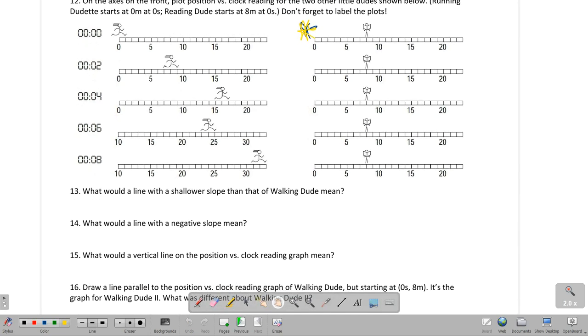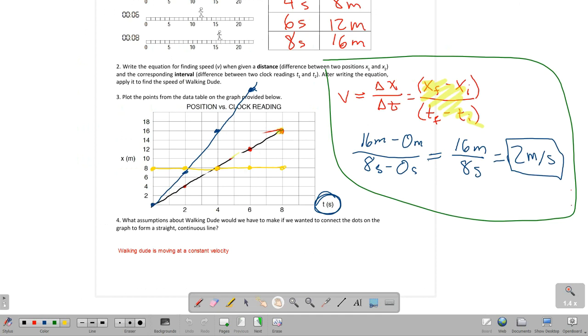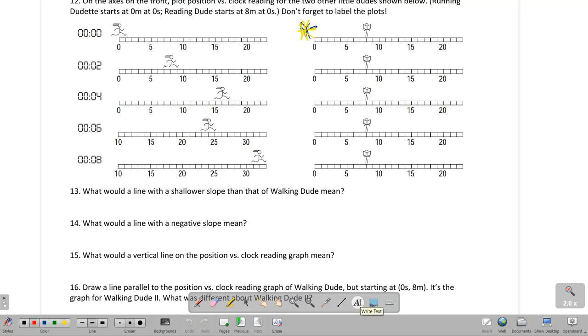Then it says, what would align with a shallower slope than that of walking dude mean? So let's go back over here and look at these two lines. We had our original walking dude, which is the red, and blue was walking dude 2. The shallower slope there means that the speed is lower, right? So the steeper the slope, the higher the speed.